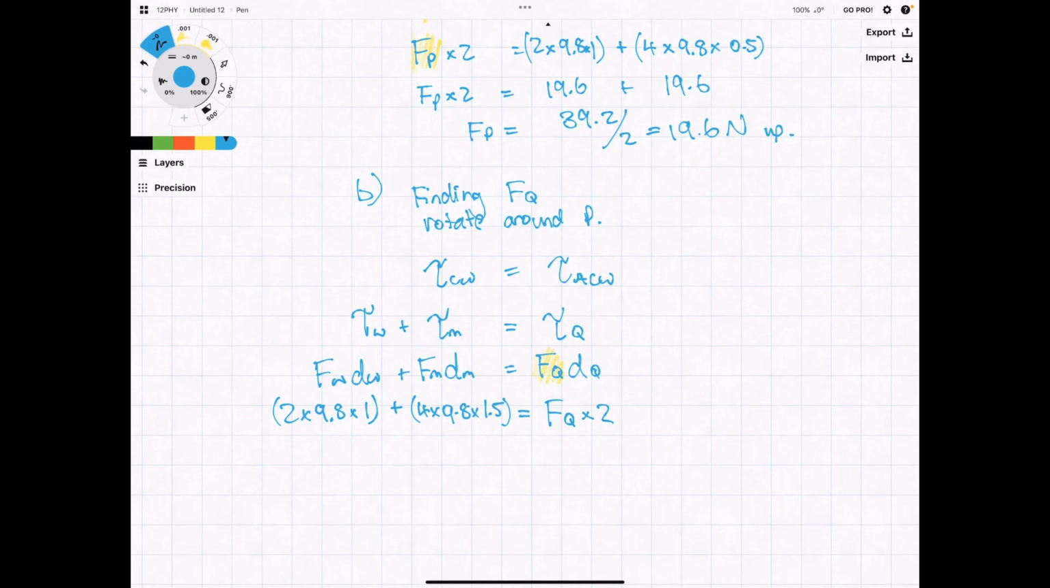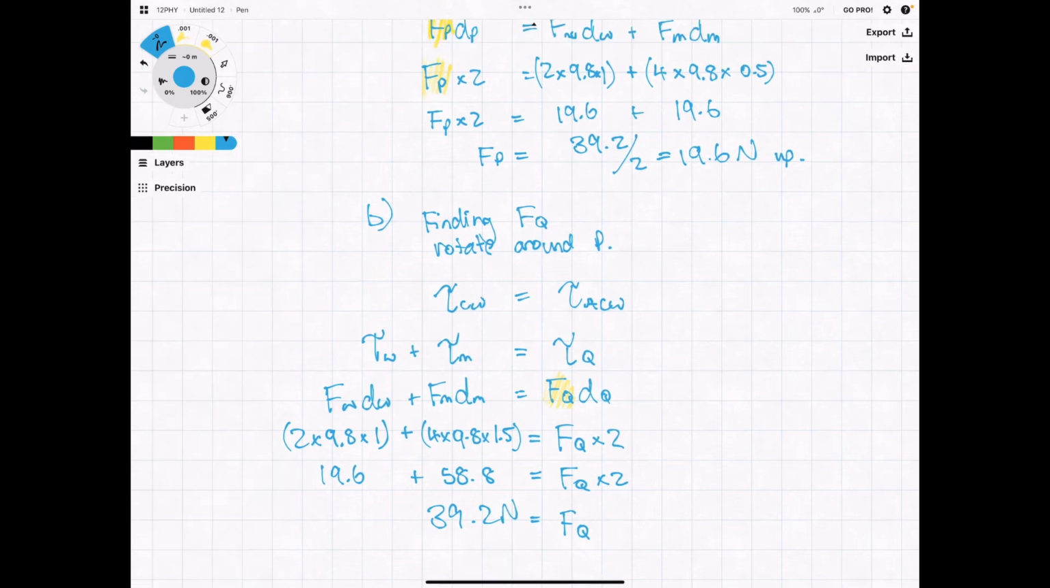Okay, solve those out, and 2 times 9.8, 19.6, plus 4 times 9.8 times by 1.5, 58.8 equals FQ times by 2. So FQ equals 19.6 plus 58.8 divided by 2, 39.2 newtons. Okay.